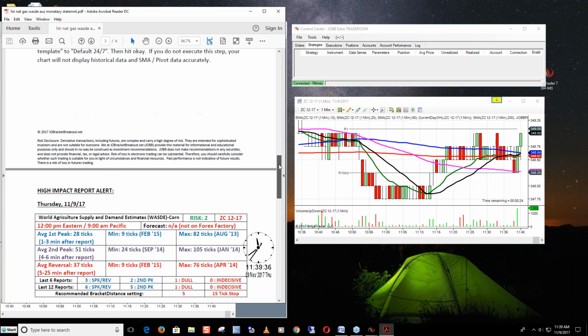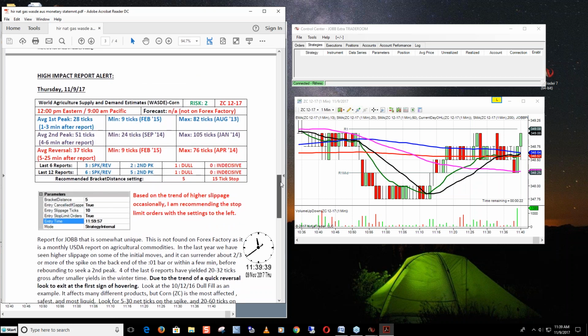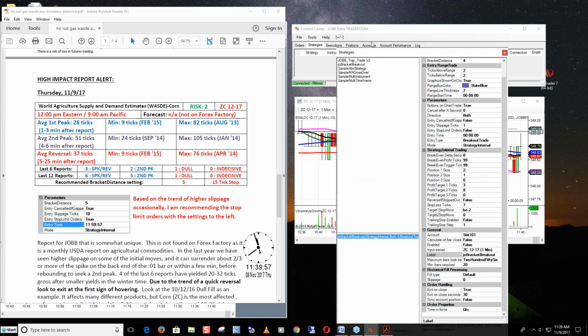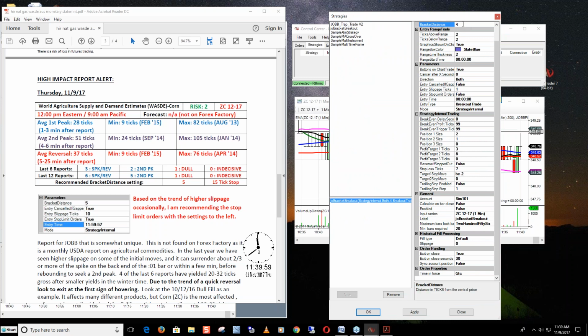I mean, look at natural gas today. It barely moved. I mean, I wouldn't say it barely moved. It just didn't move a lot. Okay. So I don't use the slippage settings. So I'll use a 5-tick bracket. The entry time of 11:59:57 is okay.